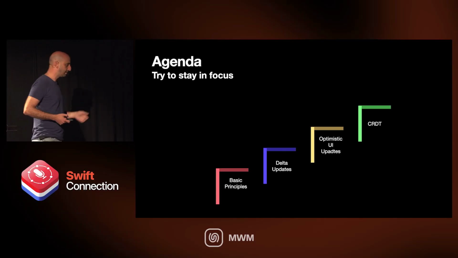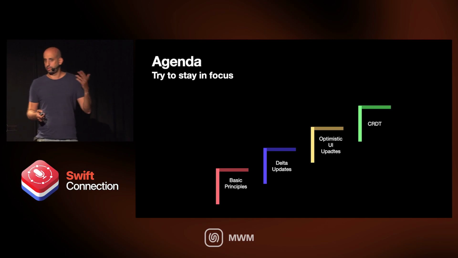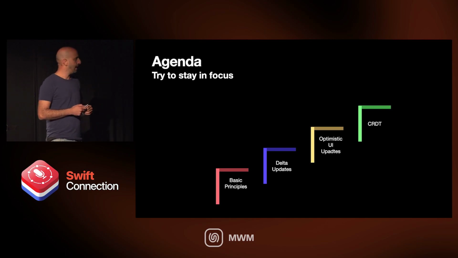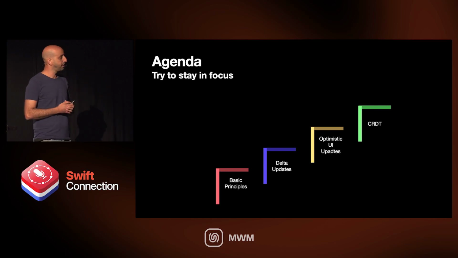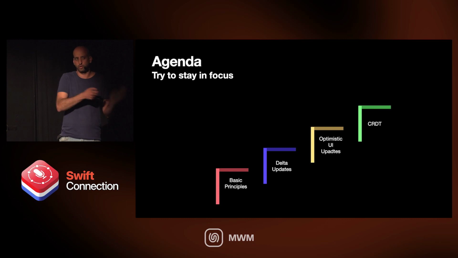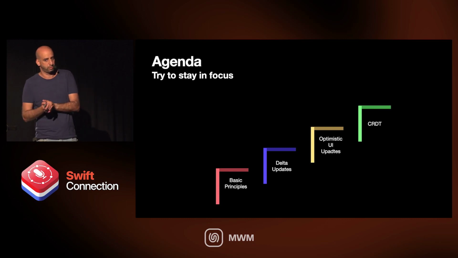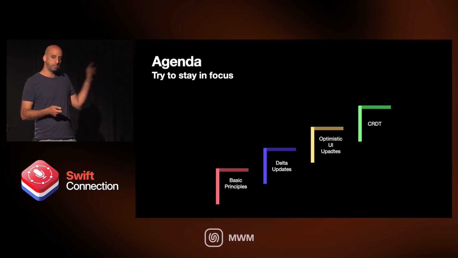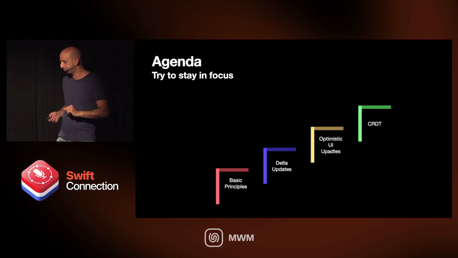So what's the agenda? We are going to talk about some basic principles, and then move to data updates. We're going to talk about something we call optimistic UI updates, and we're going to finish with CRDT, a concept more suitable for distributed systems, but we can learn a lot about it when we design a mobile app for offline.